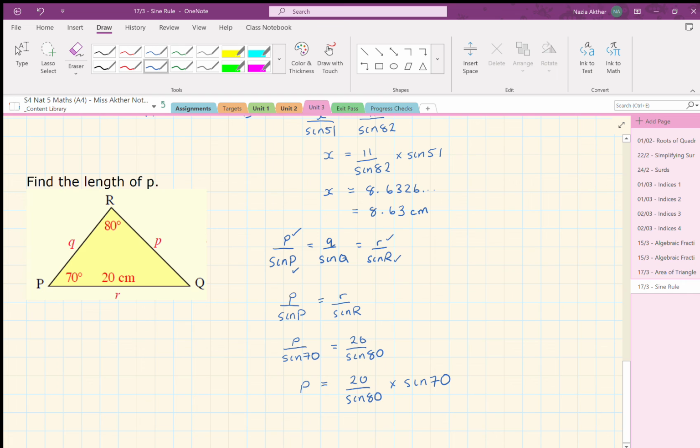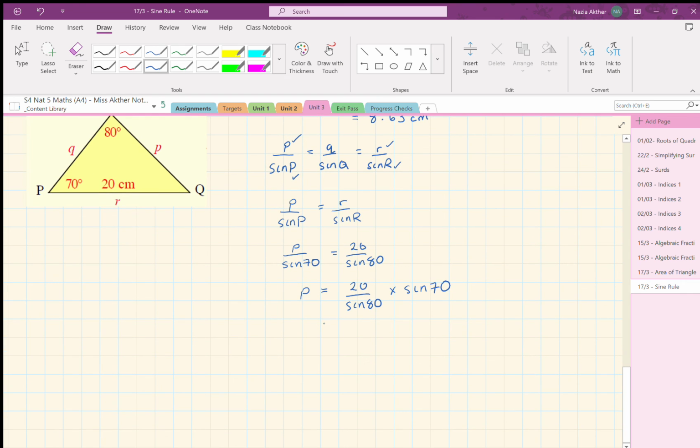We can now work this out in our calculator. Once you've done that, you should get 19.0837. And again, because we're not told how many decimal places we need to round it to, our final answer should be rounded to 2 decimal places. So that becomes 19.08 centimeters. Okay, so P is then 19.08 centimeters.